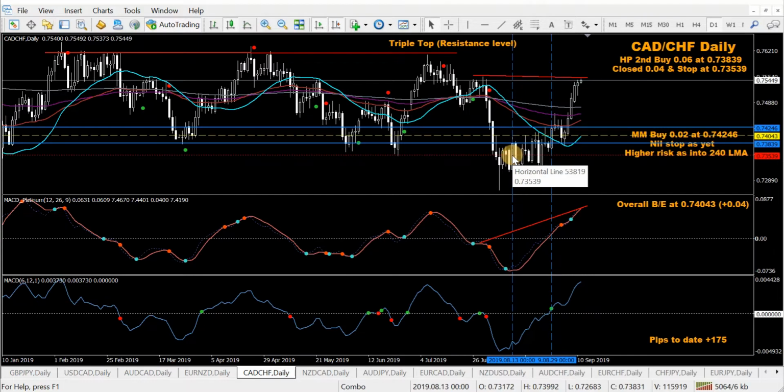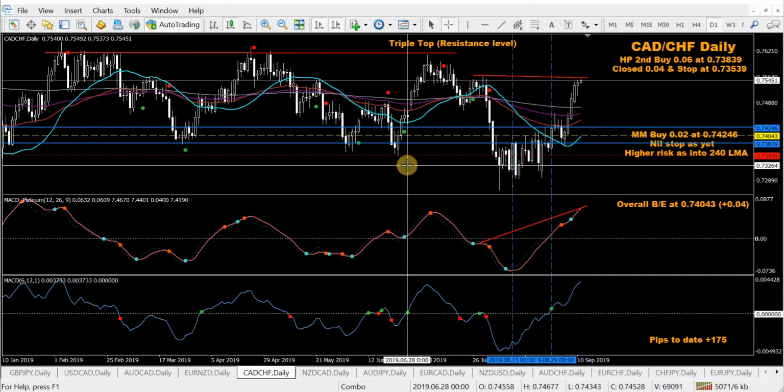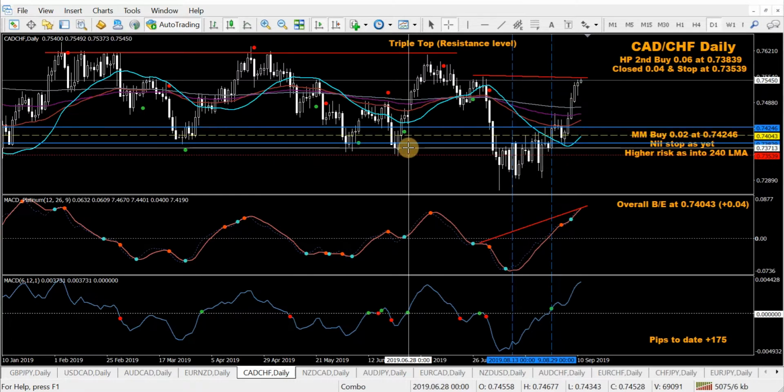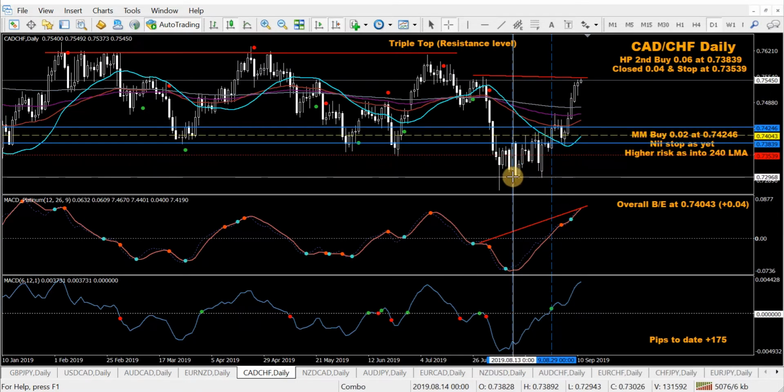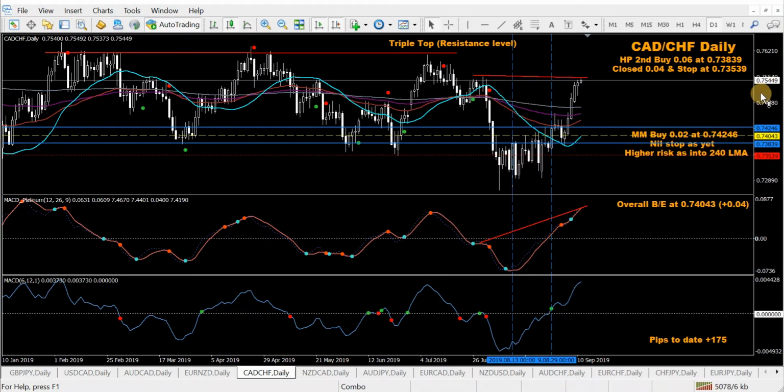CAD Swiss, this is going all right, possibly setting up for divergence. Took a buy, HP buy, MMM buy. I've already closed, yeah, that was that second buy. This is where I would have taken a, say, what have I taken here? So there's a buy in there. So I'm assuming there's a dot under there.